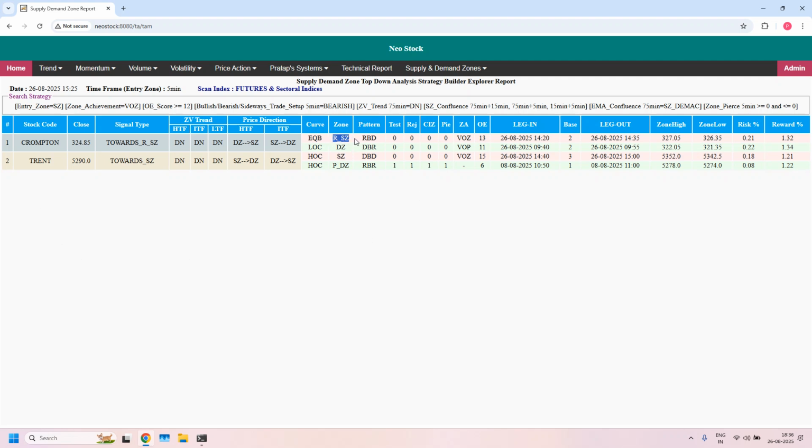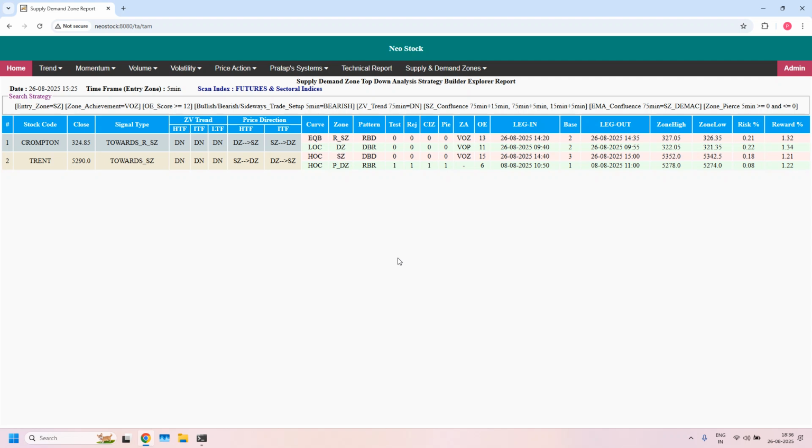That way these two 5-minute supply zones might have more high probability of success, provided less than 20 checklist items are satisfied. Otherwise, there are higher chances of zone violation. So this is about hourly income trade. We have completed the reports for all the income trades.